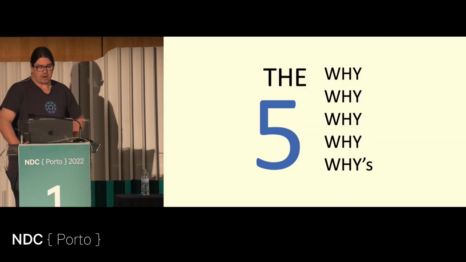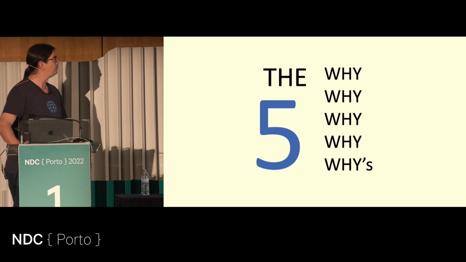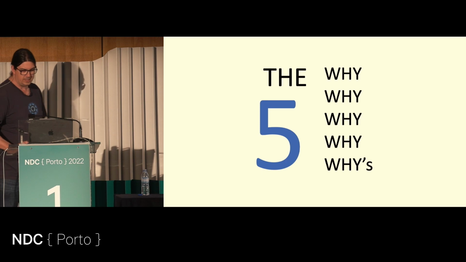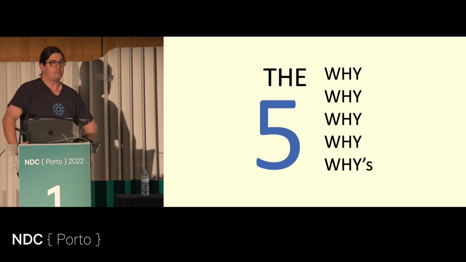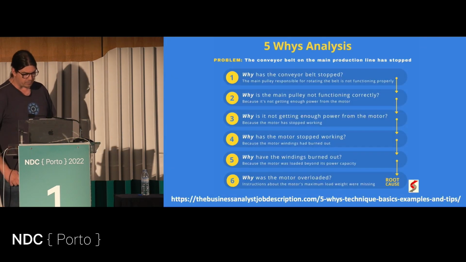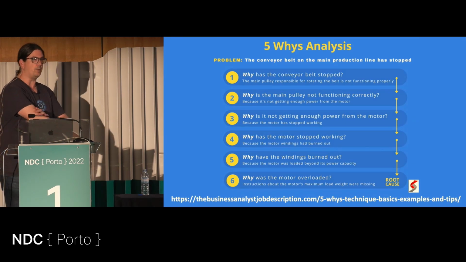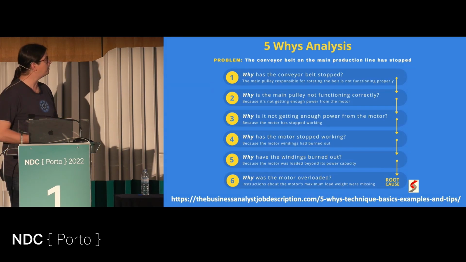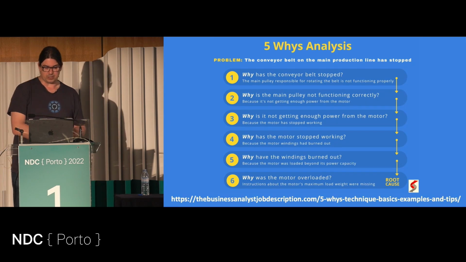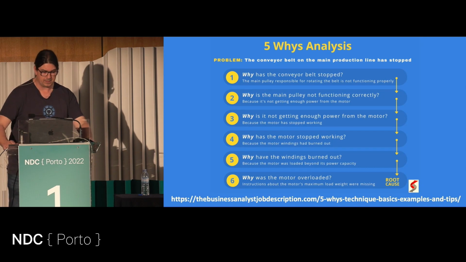Another technique is called the 5 whys technique, which I'm pretty sure was invented by children, because my kids are always constantly saying why whenever I ask them to do something. But it's a way of getting to a root cause of a problem. It's very simple. You just ask the question why 5 times. And there's a really good example here, taken from a website called the businessanalystjobdescription.com, a bizarre website, but it's got a fantastic write-up on this. So I borrowed this example from them. The URL's at the bottom if you wanted to read it.